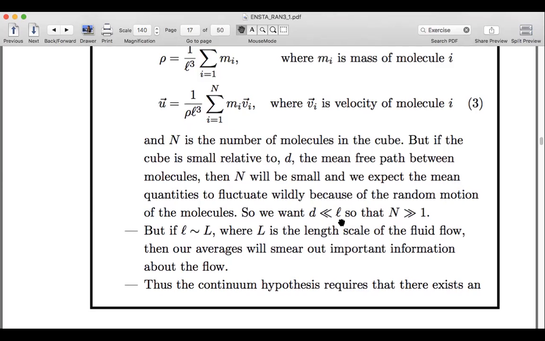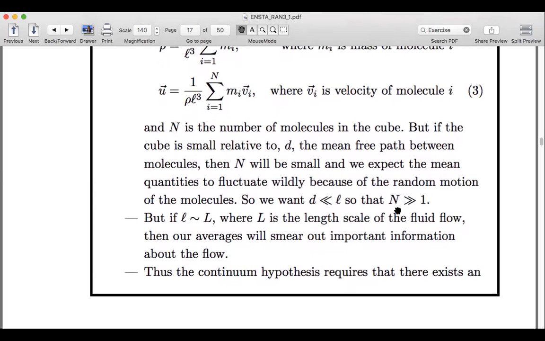So in other words, we have to choose our length L much larger than the mean free path. Then the number of molecules in that case will be much larger than 1. But there's another trade-off. If we made L too large, if little l approached the length scale of the fluid flow.